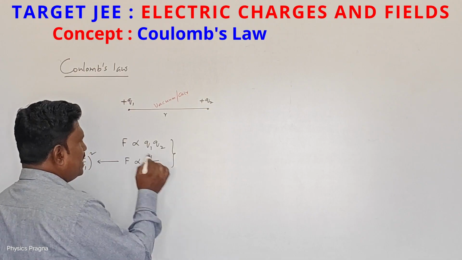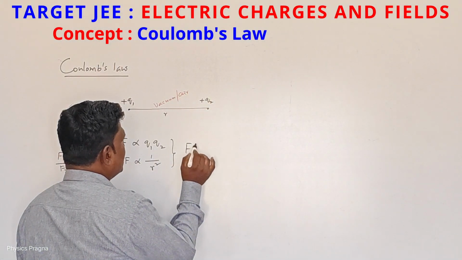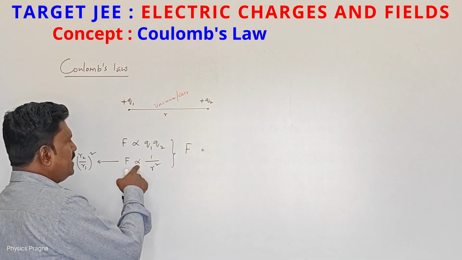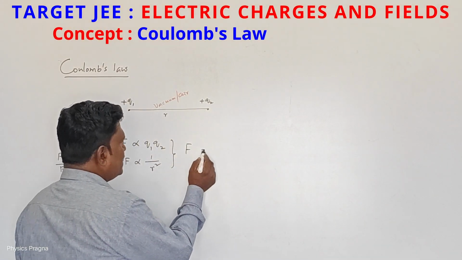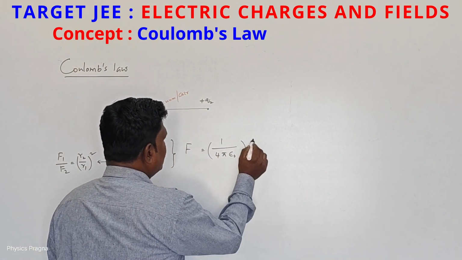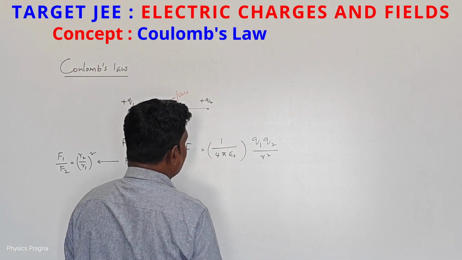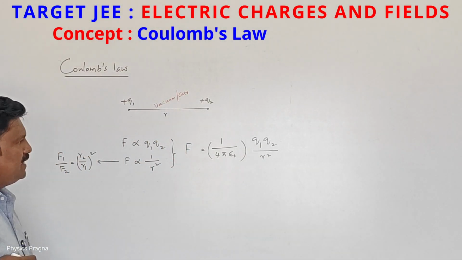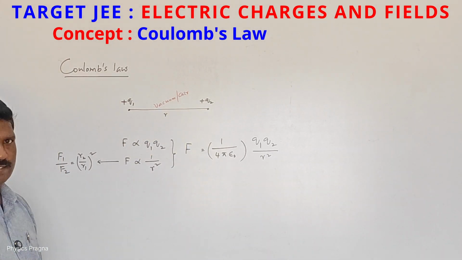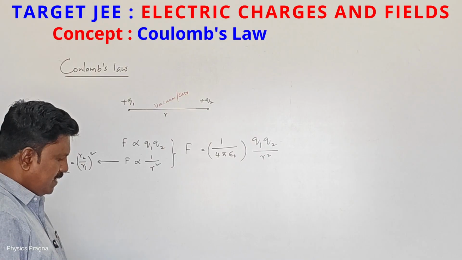If we merge these two statements, we replace the proportionality symbol with is equal to, and multiply with some constant into Q1 Q2 by r square. This is the formula. When is this formula applicable? If two charges are point charges, they are not moving, and vacuum or air is present.